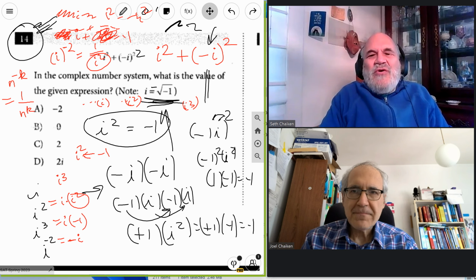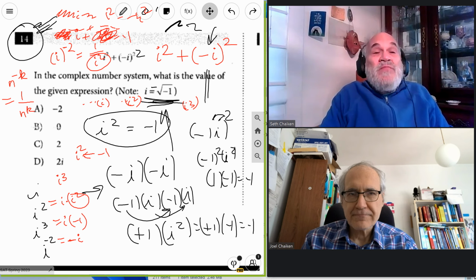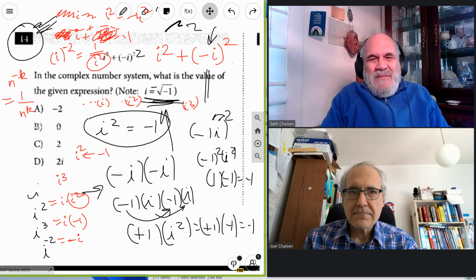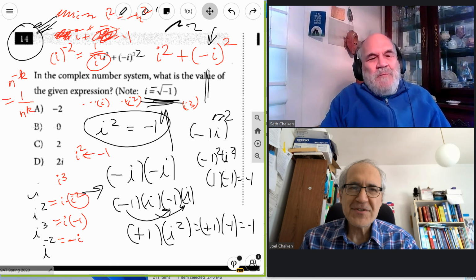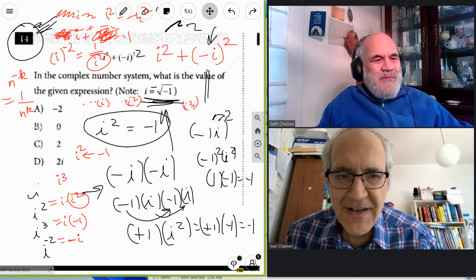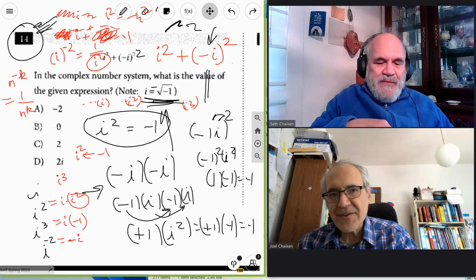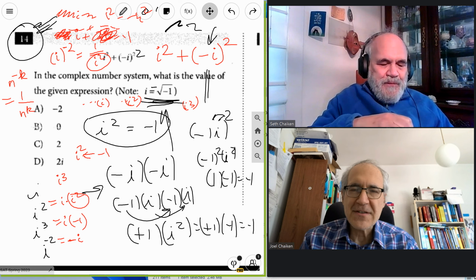Okay. So the rule is you do not use any rules beyond the ones you already are familiar with from real arithmetic, except you add one more rule, which is to reduce i squared to minus 1. That's a really, really good approach. This way, you don't get intimidated by anything with the i's. You just do everything the normal way, and then at the very end, replace.